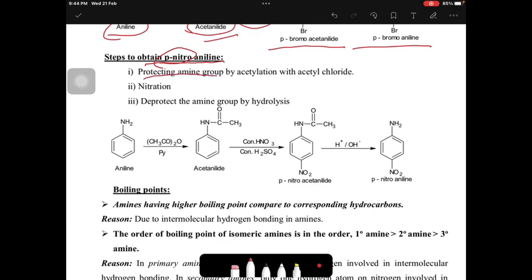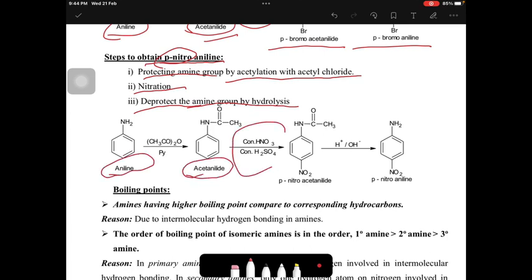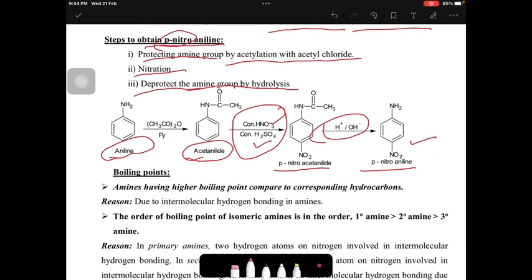Protecting the amine group by acetylation with acetyl chloride. Then nitration, then deprotect the amine group by hydrolysis. Aniline is first converted to acetanilide, which undergoes nitration in the presence of concentrated HNO3 and H2SO4 to give para-nitroacetanilide. Para-nitroaniline is the final product after hydrolysis.